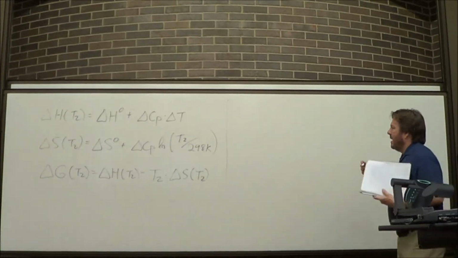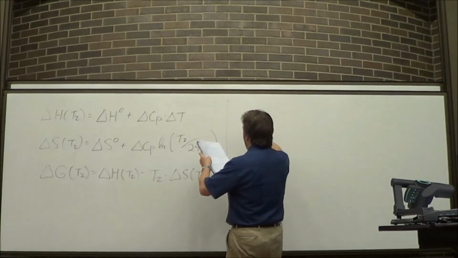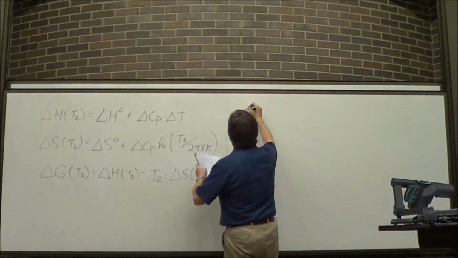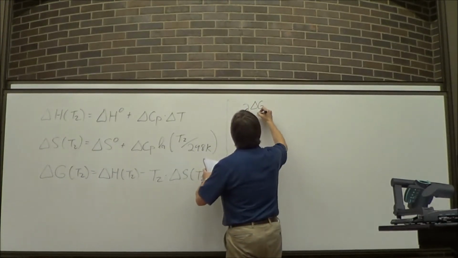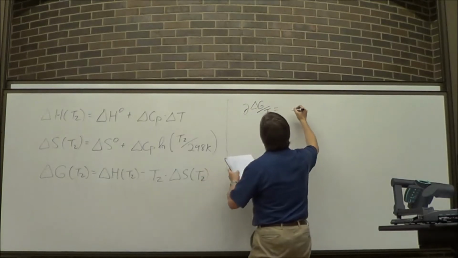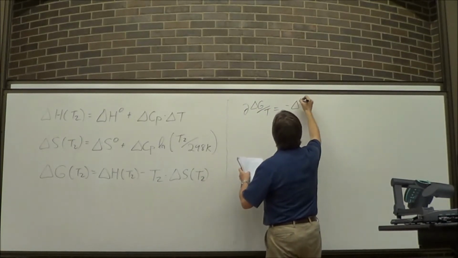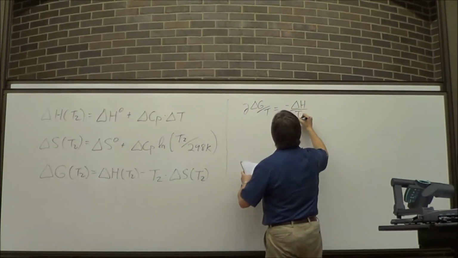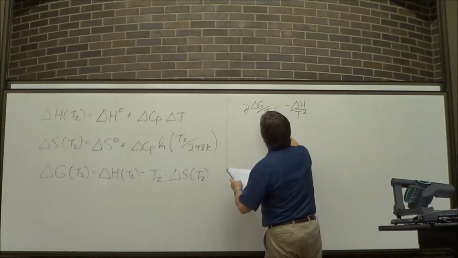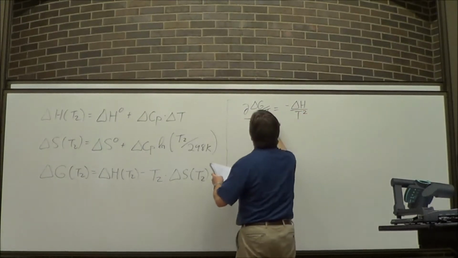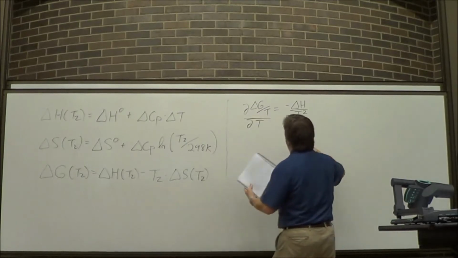Not that time. Okay, so remind you of the Gibbs-Helmholtz equation, that the change in delta G over T was minus delta H over T squared, d(G/T)/dT. Sorry, I'm just doing this off the top of my head.